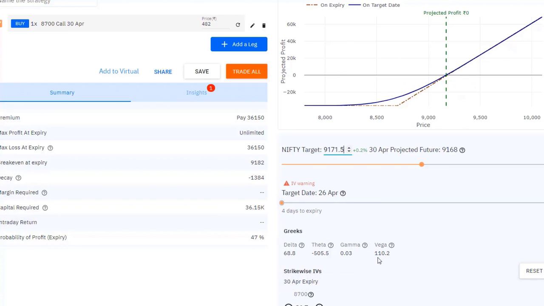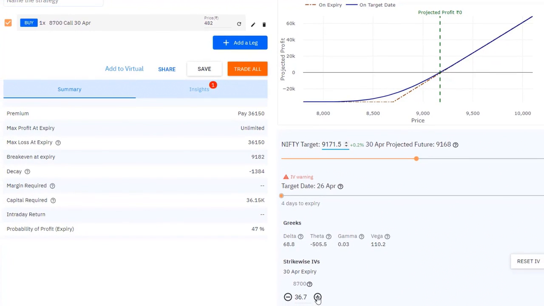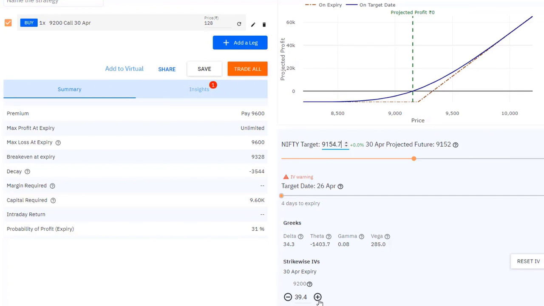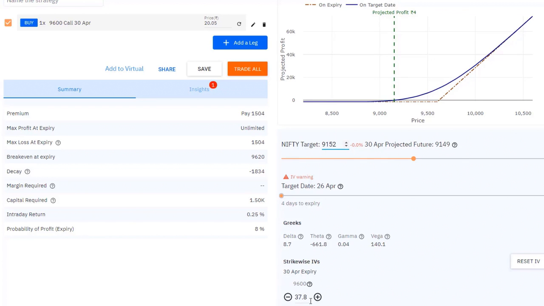So let's try to do some IV changes. This says that if IV goes up by 1 point, so this IV is now 36.7, option P&L will fluctuate by 110 rupees. Is that true? Yep, this is true. You can see that option P&L is changing by 110 rupees. Let's confirm it with this one also. 285 is the Vega. 285 precisely is the change in option price or P&L. This says Vega is 140, so this should become 144. Yeah, roughly 146. That's precise.